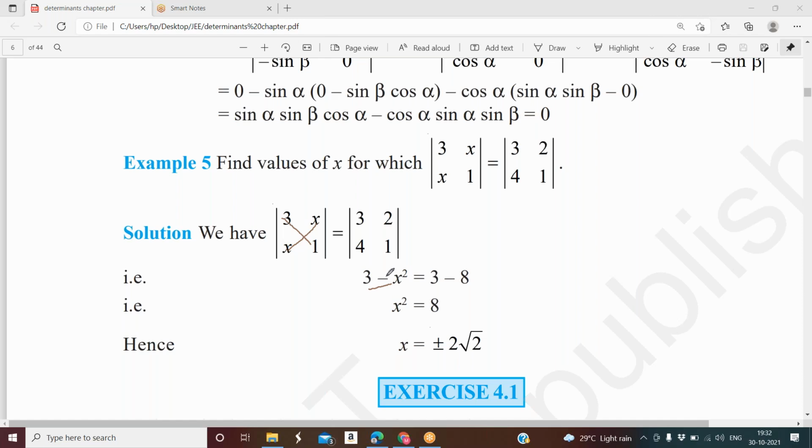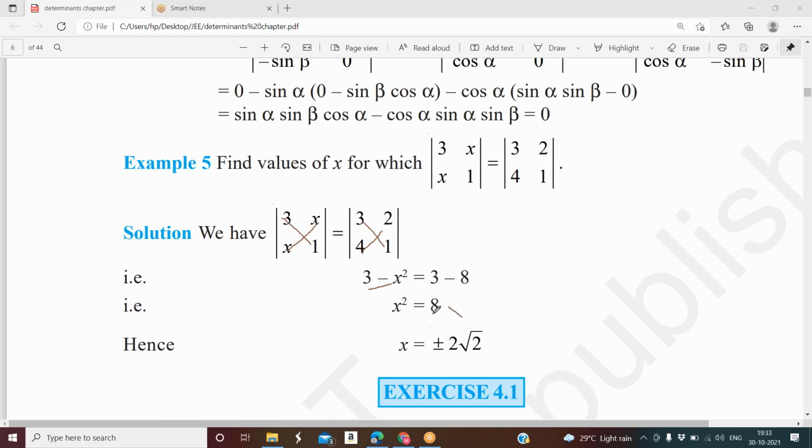And in the right hand side, when you expand the determinant, what will you get? 3 into 1, come downwards, then go upward, minus 4 into 2, minus 8. So 3 minus x square equals 3 minus 8. What is 3 minus 8? It is minus 5. So bring that minus 5 to the left hand side. You'll be getting minus 5 becomes plus 5, so 8, and this becomes x square. So x square is 8. Therefore x is plus or minus 2 root 2.